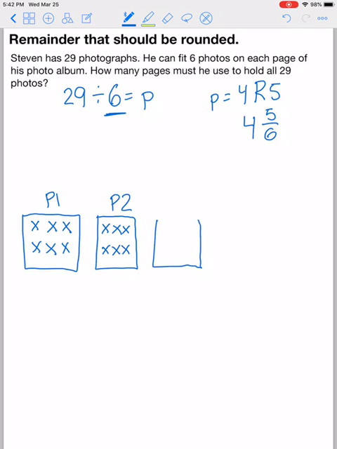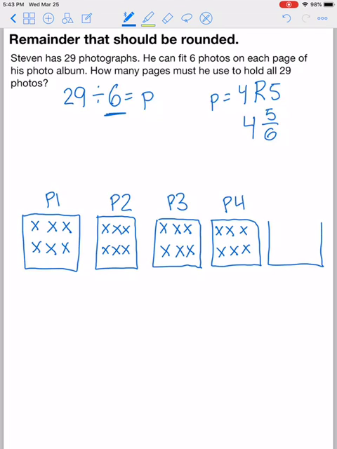So I'm going to keep counting till I get close to 29. So 12, 13, 14, 15, 16, 17, 18 for page number 3. 19, 20, 21, 22, 23, 24 for page number 4. 25, 26, 27, 28, 29. But I want you guys to notice something. What do you notice about this page? It is not filled. This page only has 5 photos.